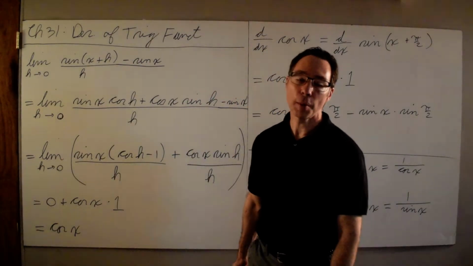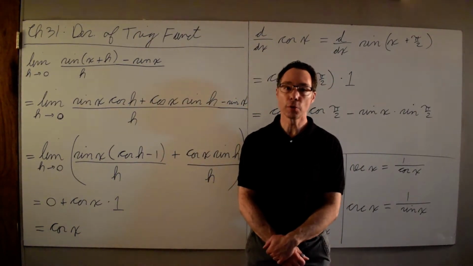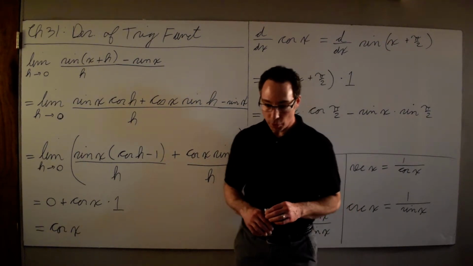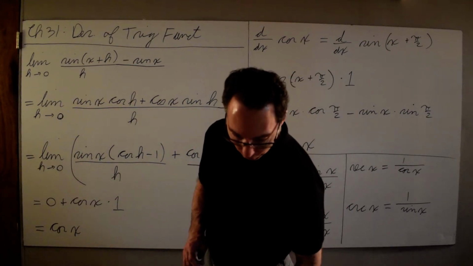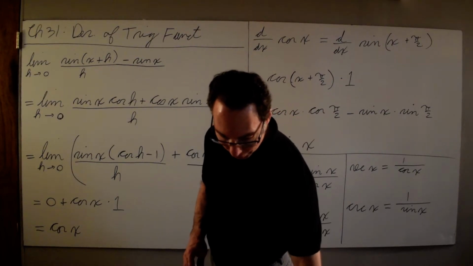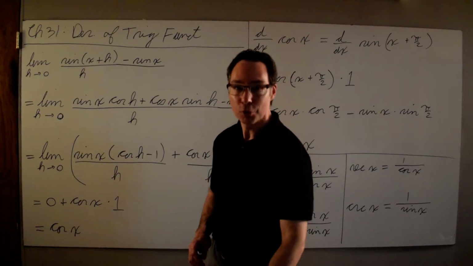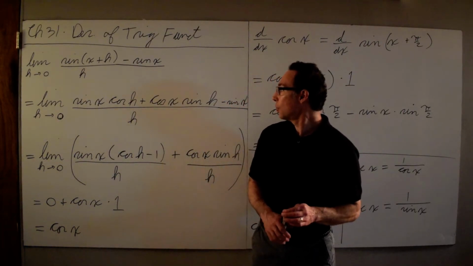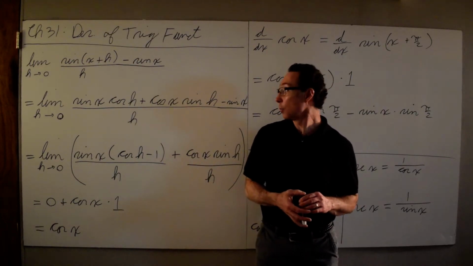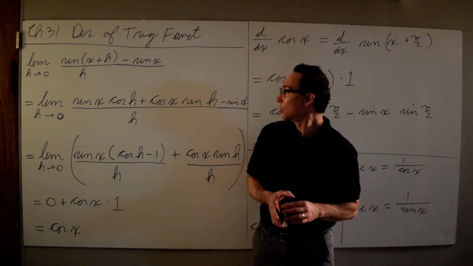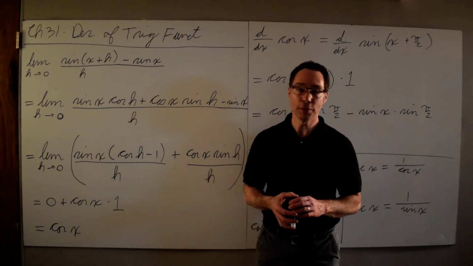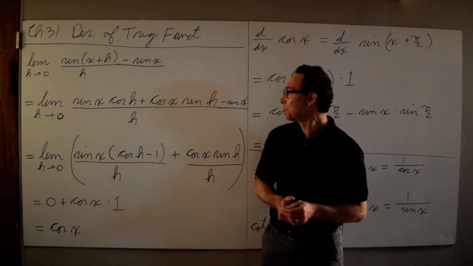This video is on chapter 31, the derivatives of the trigonometric functions. You look at theorem 250. Theorem 250 gives you all the formulas for the derivatives of the trigonometric functions. What I'm going to do in this video is explain where those formulas come from. So basically I'm going to prove the theorem.